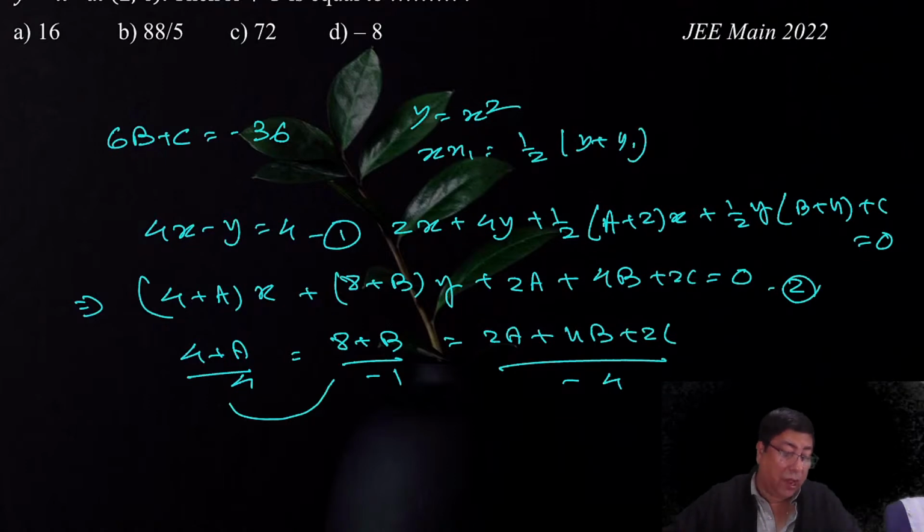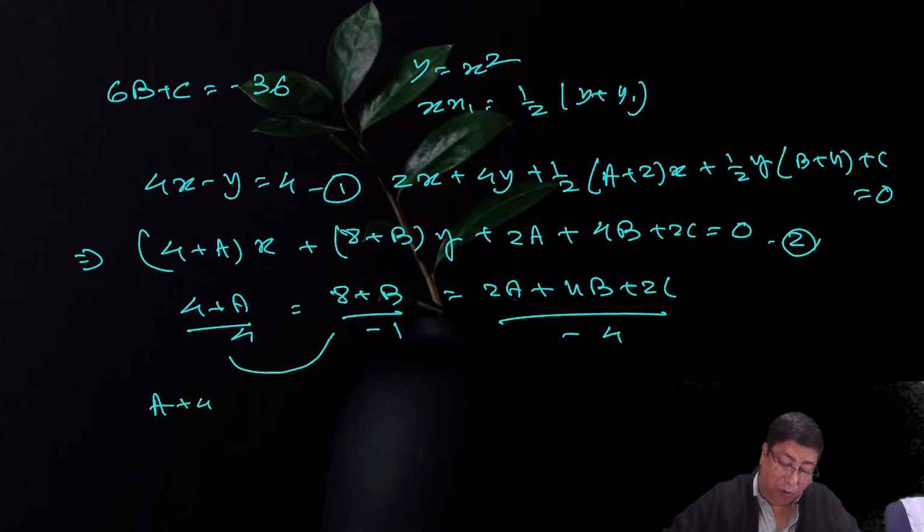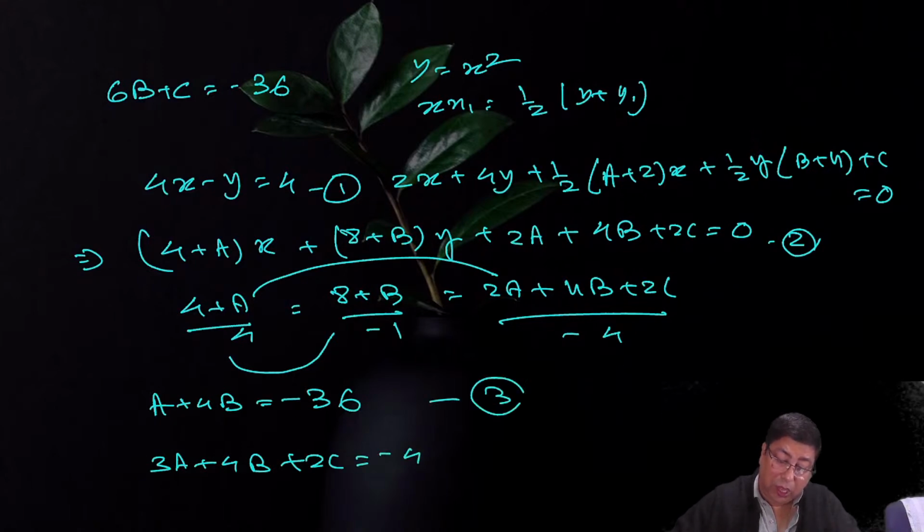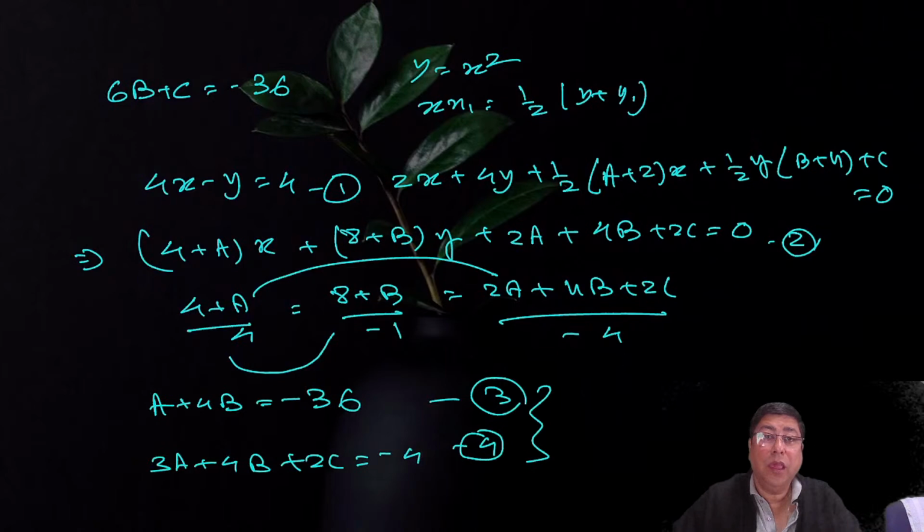So we can write this as a plus 4b equal to minus 36, and if we take these two, we are getting minus 4a, so 3a plus 4b plus 2c equal to minus 4. Suppose this is 3 and this is 4. Our target is to get a plus c. In these two equations, if we can eliminate 4b, the first equation is not needed.